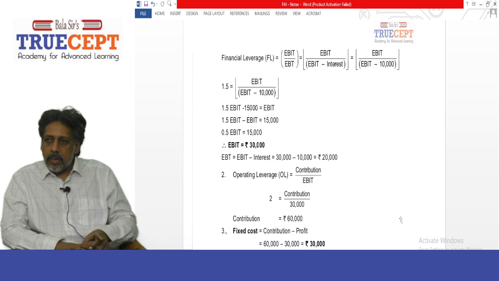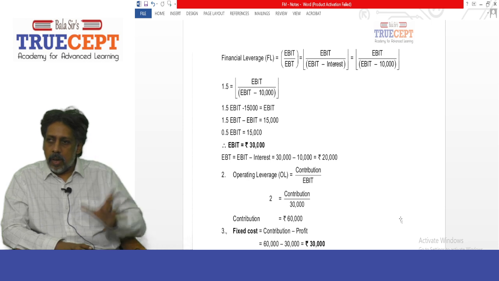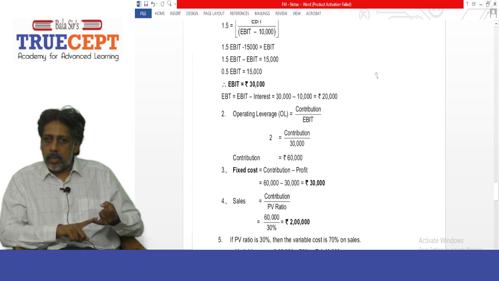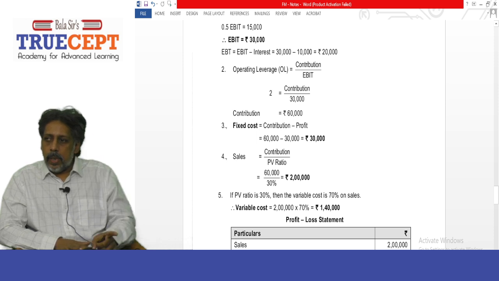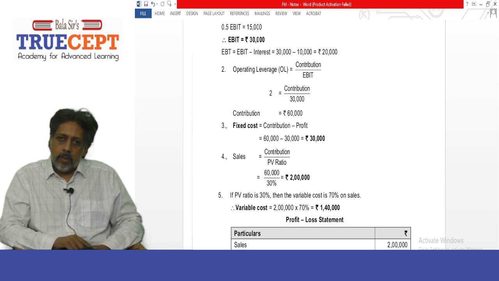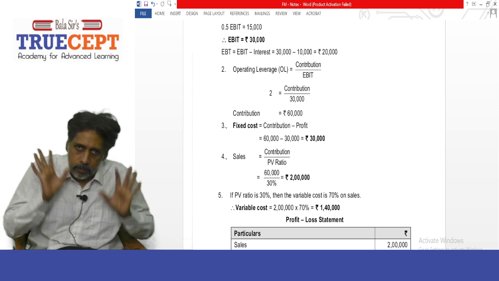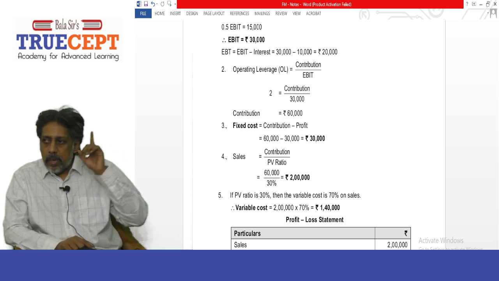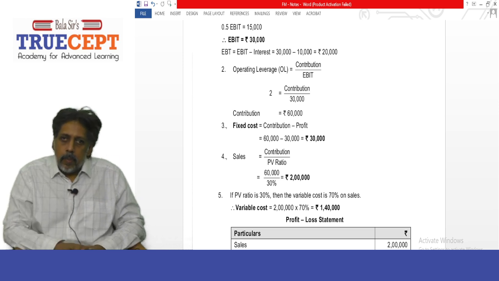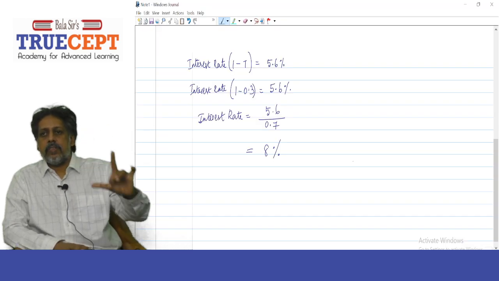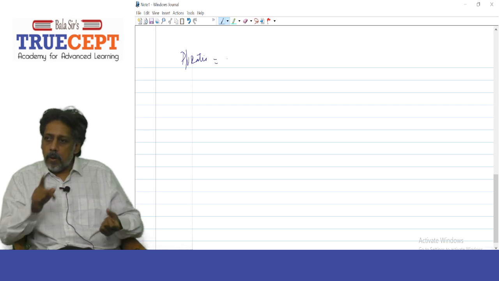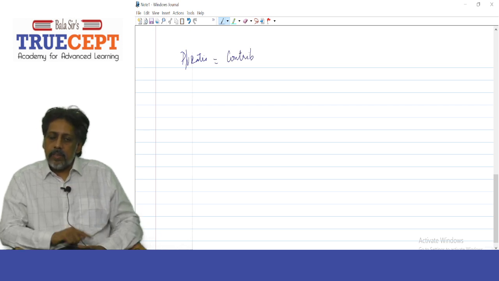Now, once you have the EBIT, you can use the operating leverage formula to find the contribution amount. Now, we know 2 times equals contribution, which I don't know, divided by EBIT, I know rupees 30,000. Now, what is 30,000 rupees into 2? 60,000 rupees is my contribution. Now, I know that the PV ratio is contribution divided by sales. Please write this: PV ratio equals contribution divided by sales.